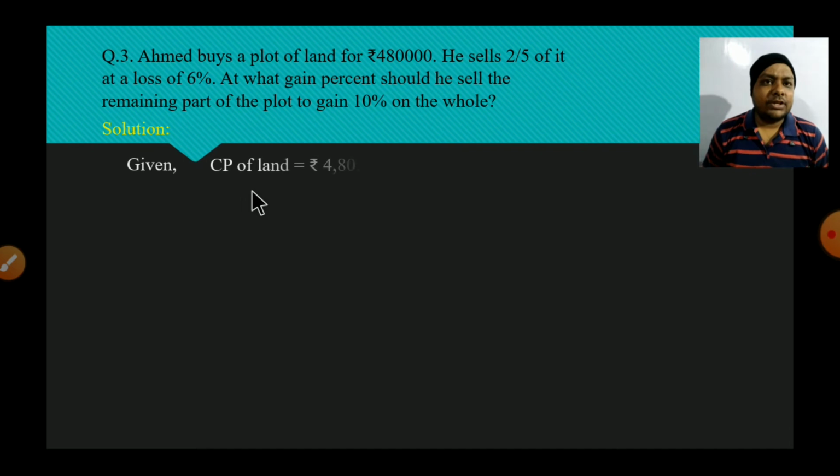Given at first CP of land 4,80,000, total whole land. Now case 1. In case 1 we will find CP of 2 by 5 part.